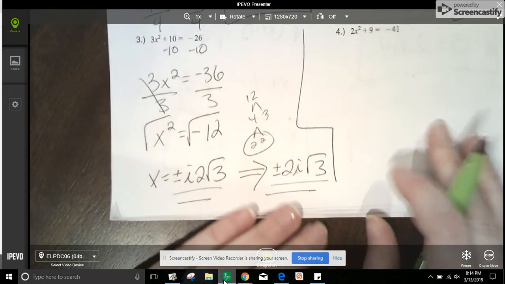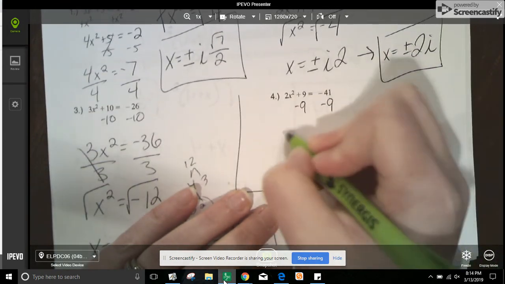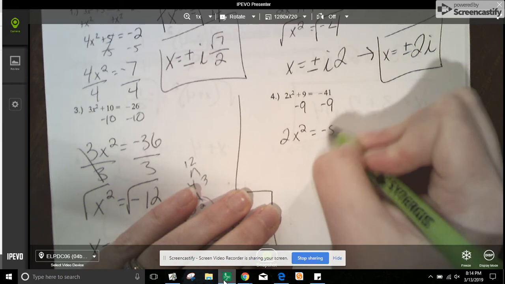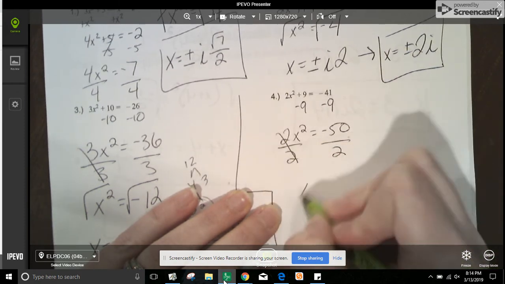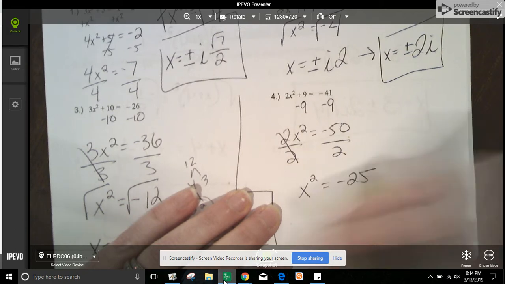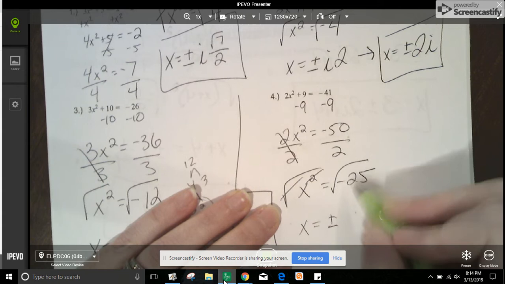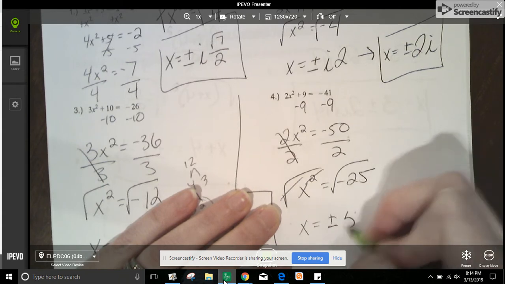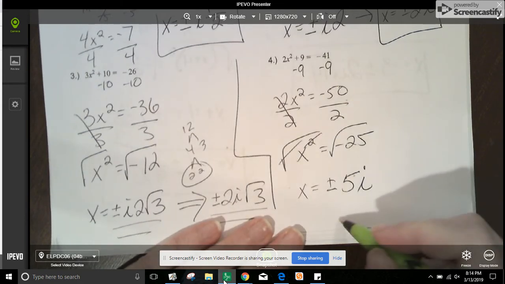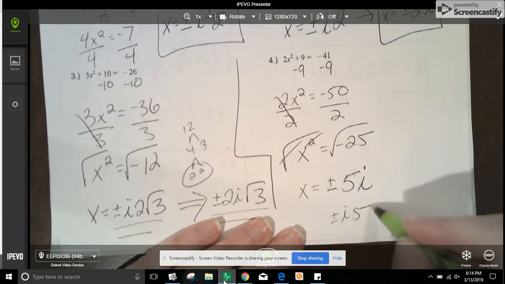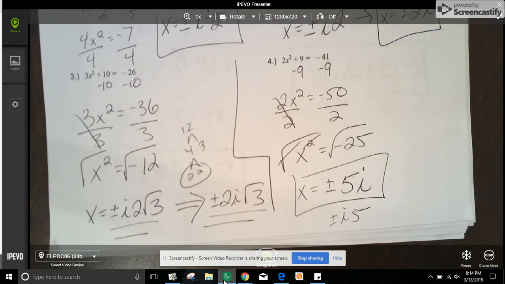And then for the last one, subtract 9. -50. Divide by 2. x squared equals -25. Square root it. So x would equal plus or minus, and the square root of that is 5, and then you need the i because of the negative. And like I said, if you wrote it with the i in the front, that's fine for now, but just beware that it's the same thing.